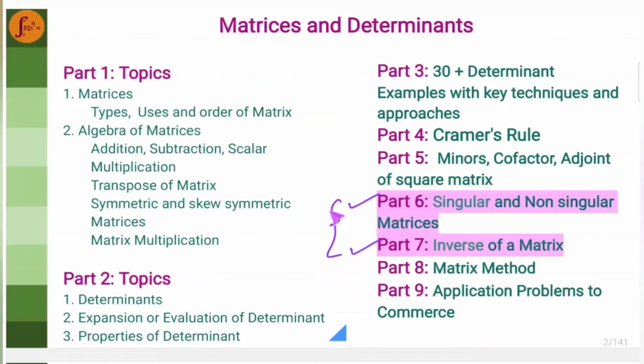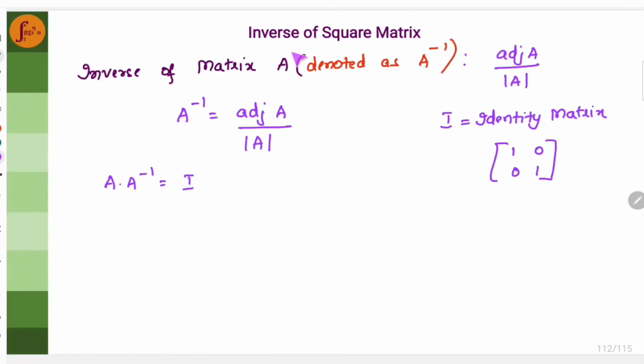Hi everyone. In this video, we'll go through topics related to singular and non-singular matrices and the inverse of a matrix. What is the inverse of a square matrix? It is a matrix which, if you multiply it with the given matrix, you will get the identity matrix.